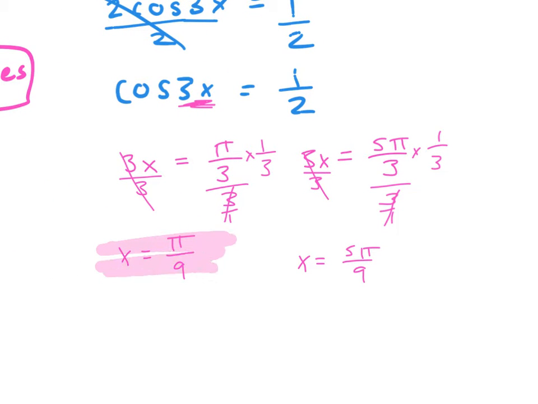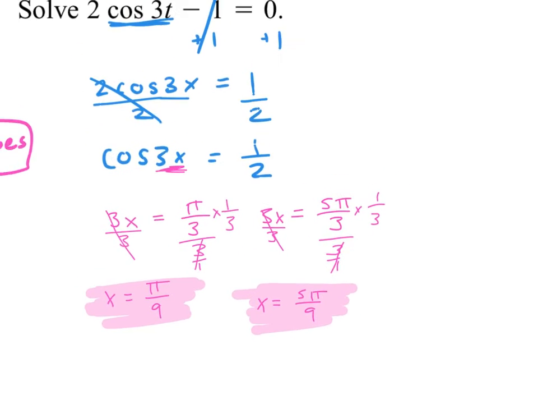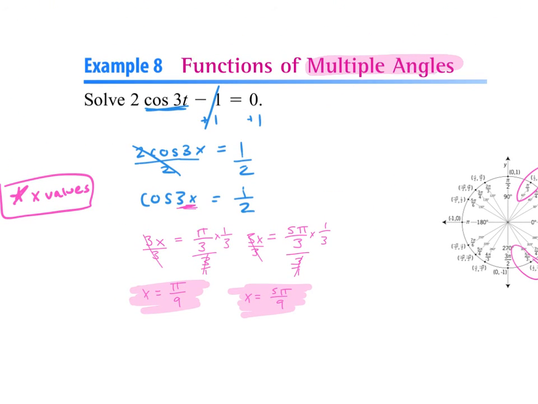So when we have a number in front of our x, it's called multiple angles. It just takes one extra step at the end. So instead of having x equals and we're done, we have that 3x equals and we just have to move it over.